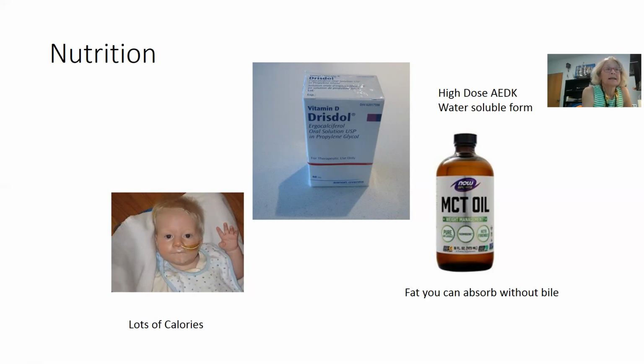They get fat-soluble vitamin deficient, and we need to use high doses of a water-soluble form. And then we sometimes have to give them MCT oil or medium chain triglycerides, because that is a form of fat you can absorb without bile.